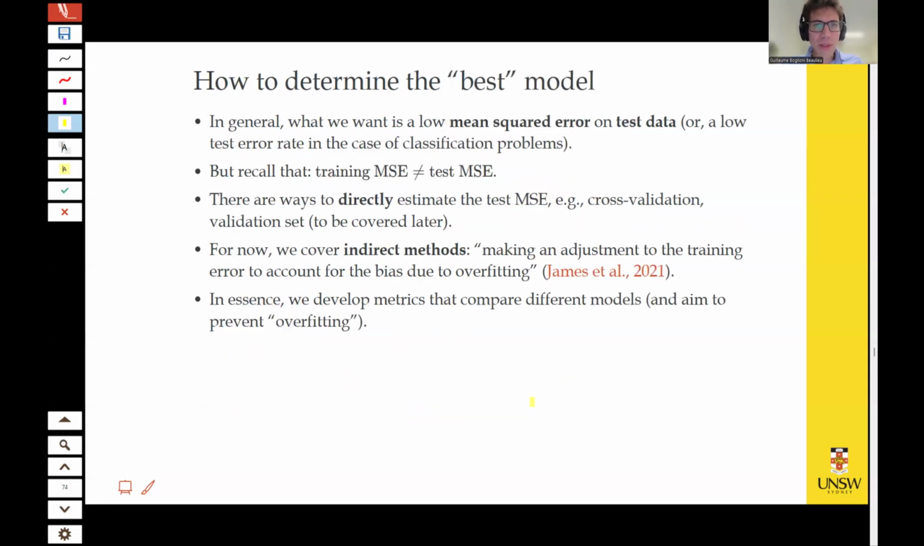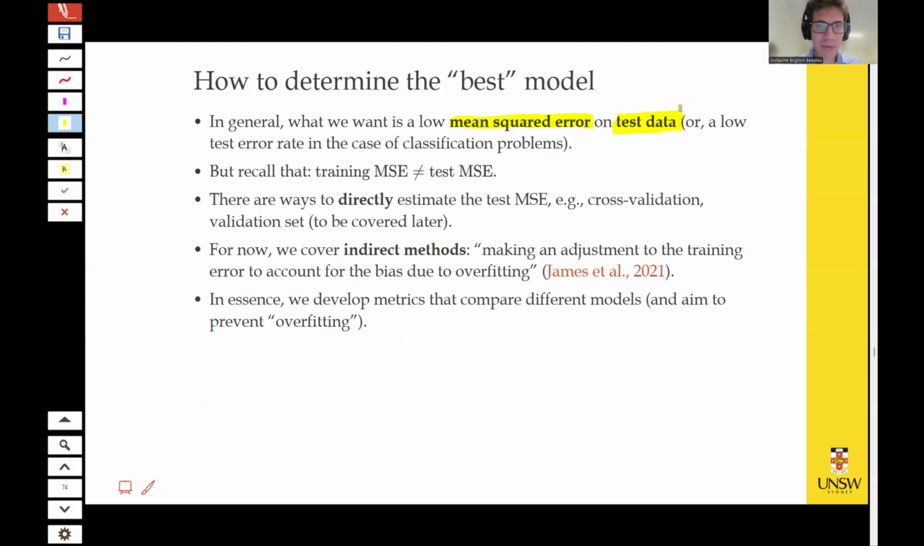Okay, so how do we determine the best model? In general, what you want is a low mean squared error. Remember the concept of mean squared error from the first week, but on test data, so on data that you haven't fit the model to.